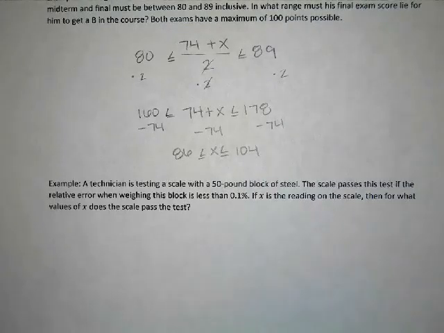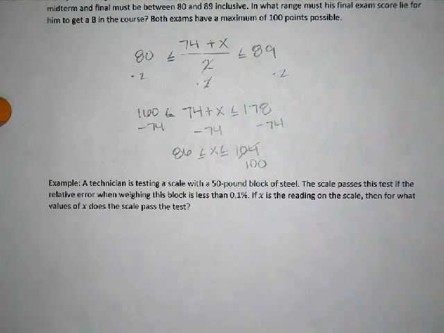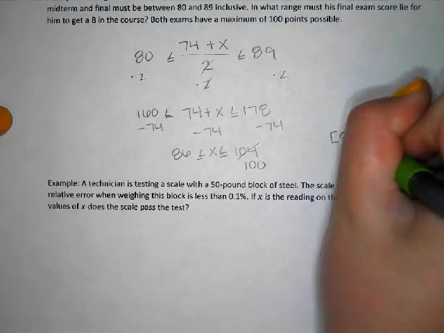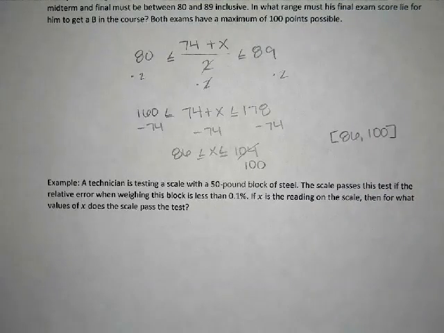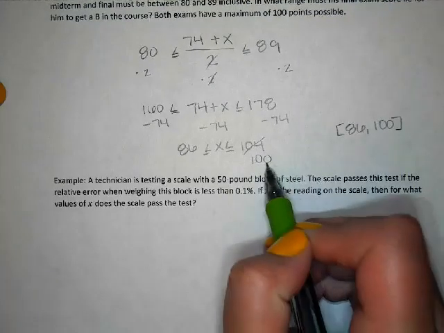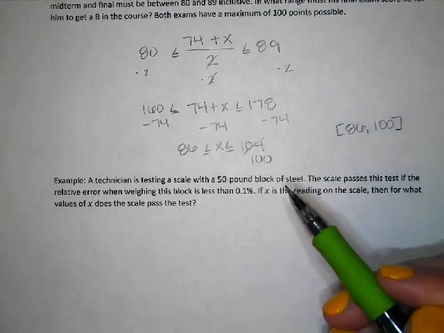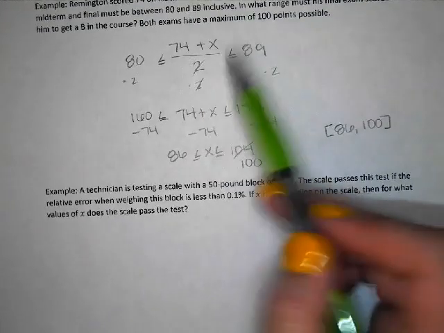104% is probably not possible. So I'm going to say that we're probably going to max out at 100%. So his scores are going to have to be between 86 and 100% if he wants to have an average that allows him to get a B. Since 104 is not a value we can get, he probably can't get an 89. He can't get the higher end of the average that he wants, but he can get a B average.